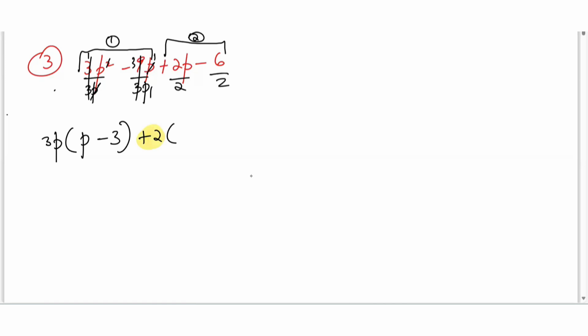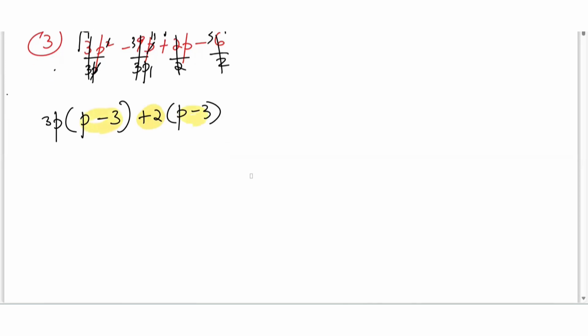If I divide 2P by 2, I'm left with P here. And if I divide negative 6 by 2, I'll get that negative 3 coming down. If you take a look at the two brackets that we have, they're identical. So because of this, I'm going to just write back one of them because this is now my common factor here.